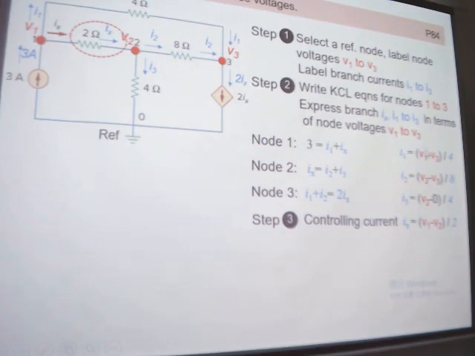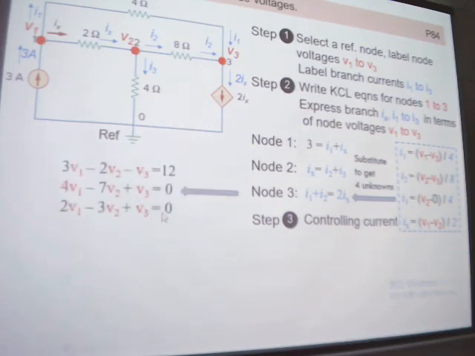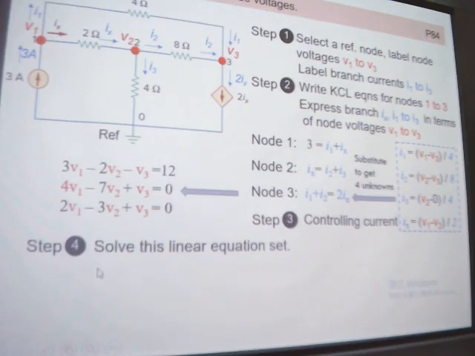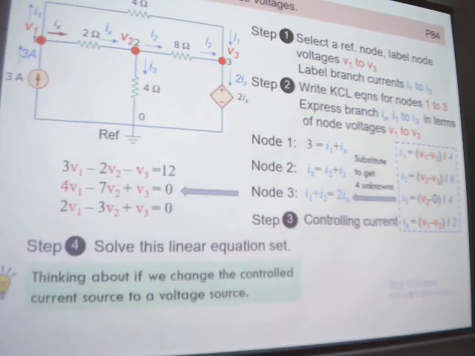So now we get 4 equations. And we substitute this one into these equations, and we get 4 unknowns. And we get this one. Clear? We get these equations. And then we solve this linear equation set, and we get the result.